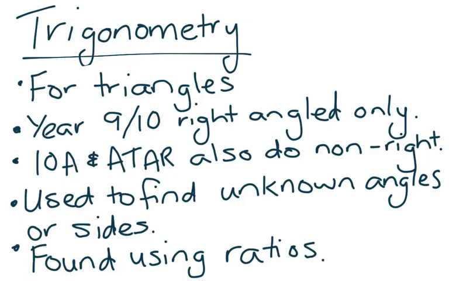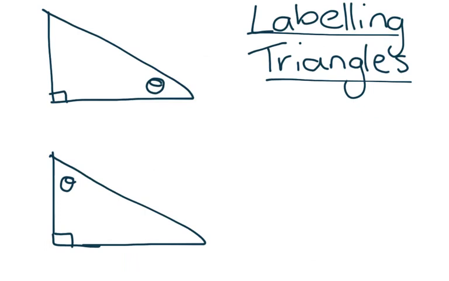So we use it in triangles. It's used to find unknown angles or sides, and we find it using what we call trigonometric ratios. And there's 3 of those. So before we even go into those, you do need to know how to label a triangle.